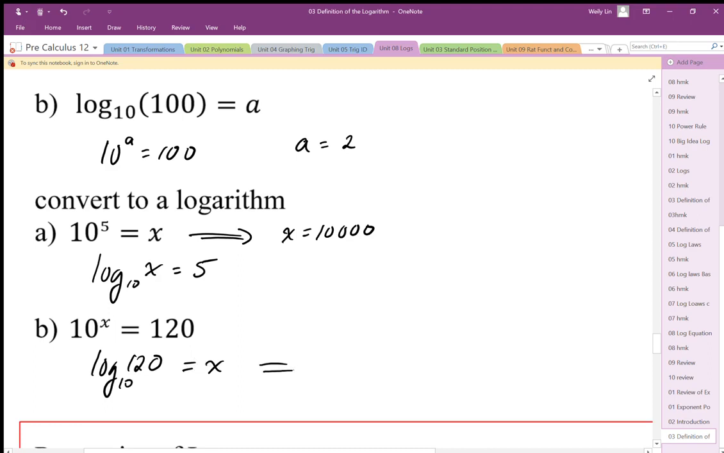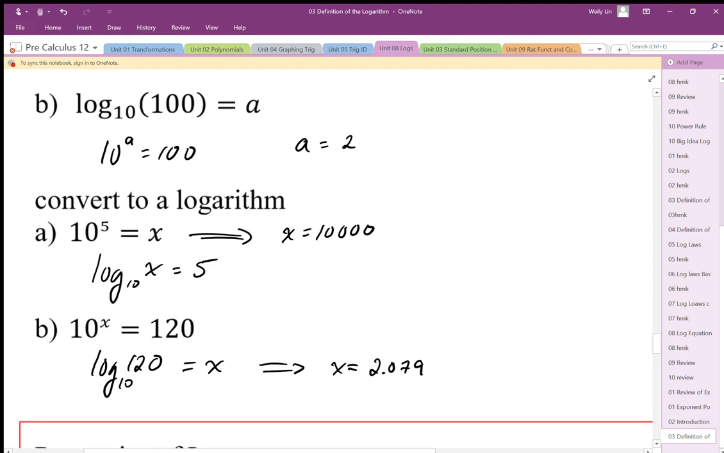Okay, so using the log form, this is not related bases, so I'm going to need to plug this into my calculator again. Log 120, I get 2.07. So x is equal to 2.07, that gives 3 decimals, 2.079.